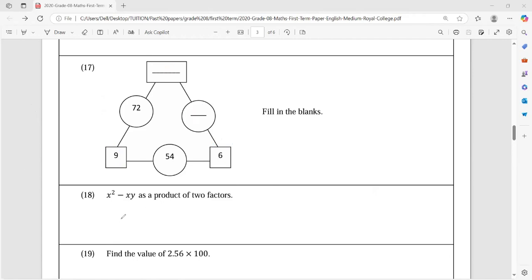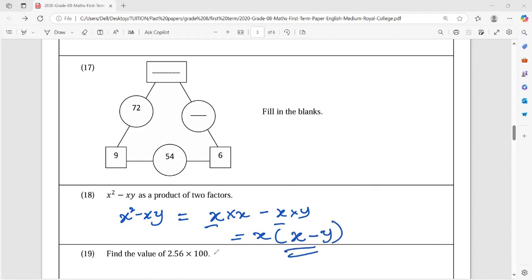X squared minus xy as a product of two factors. You have to write this. X squared minus xy. You can see x is common, so take x. This one is x into x minus x into y. You see x and x. The x is common here, and then in the bracket you have x minus y.